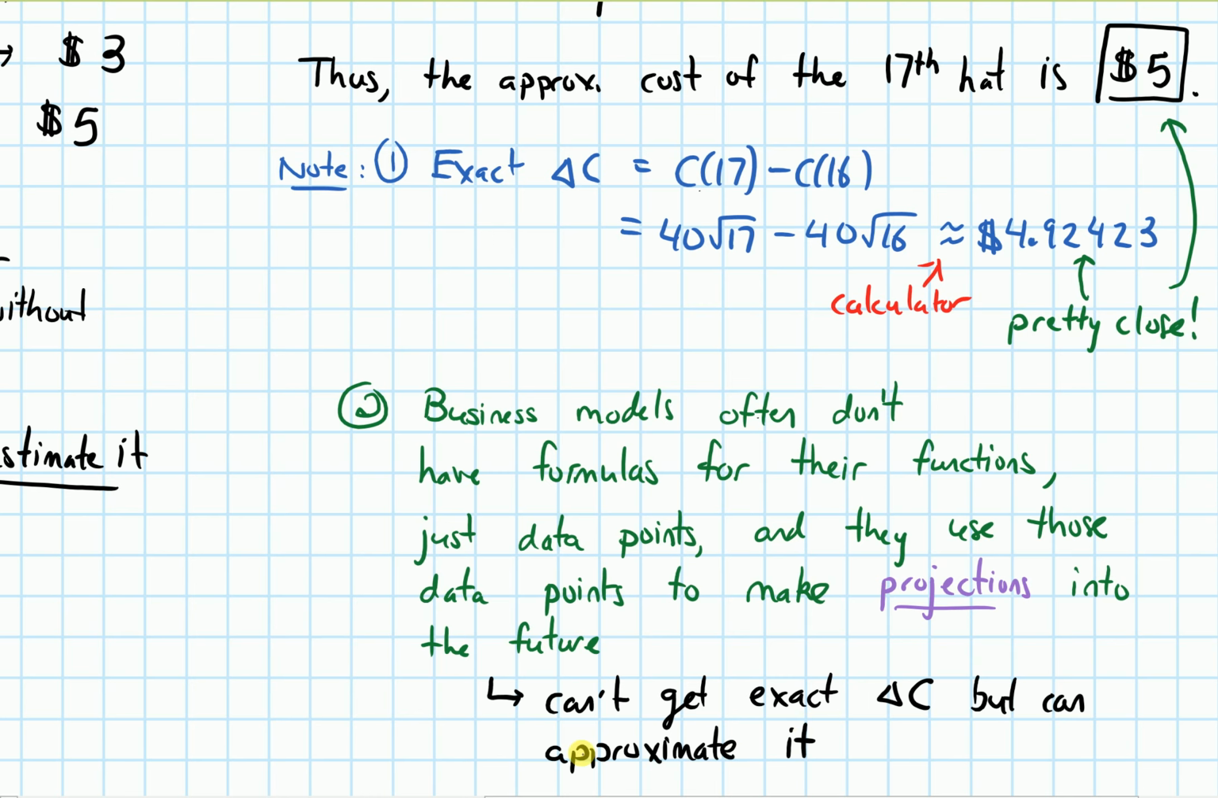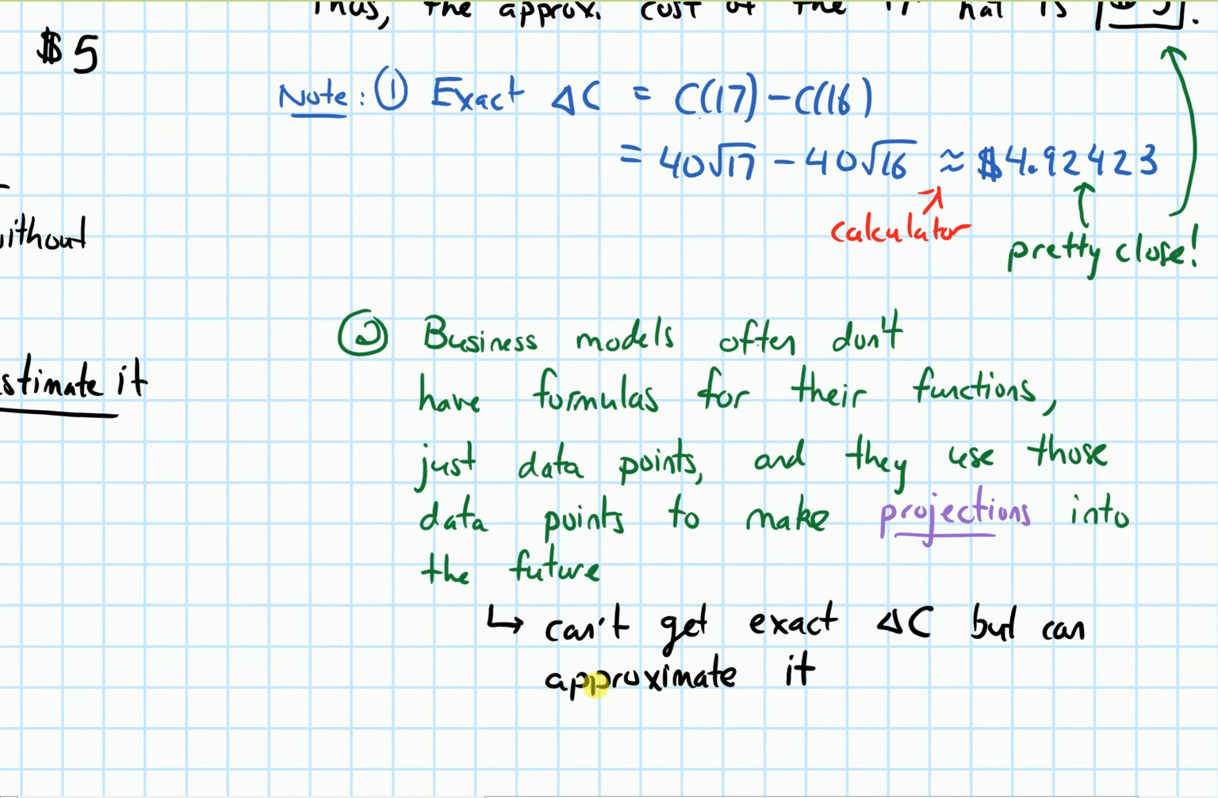So we could approximate the instantaneous rate of change. That's the slope of the tangent line. You could approximate the instantaneous rate of change using an average rate of change. And that's where the data points come into play. And that's one of the main reasons why we care about this, why we care about approximating marginal cost and other marginal things. Because we won't always have formulas for our functions. And in that case, we can use this idea of approximations to make projections into the future.